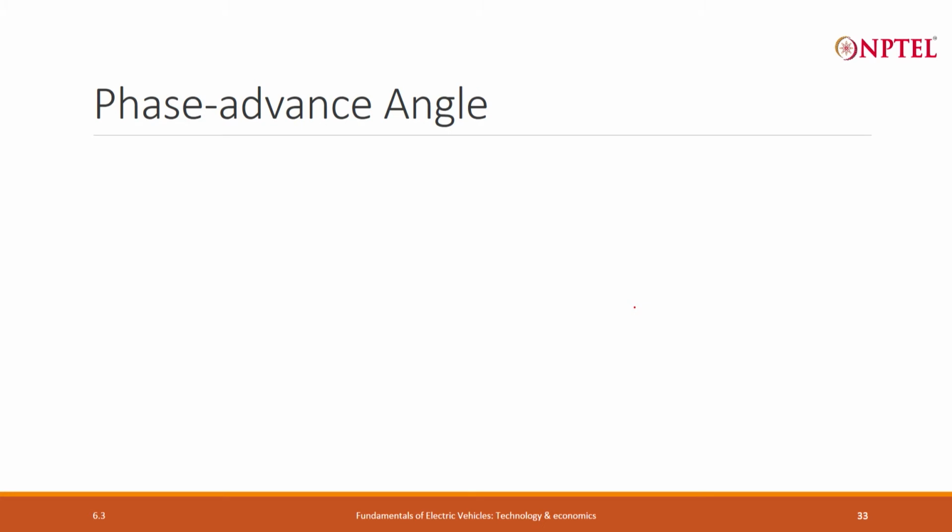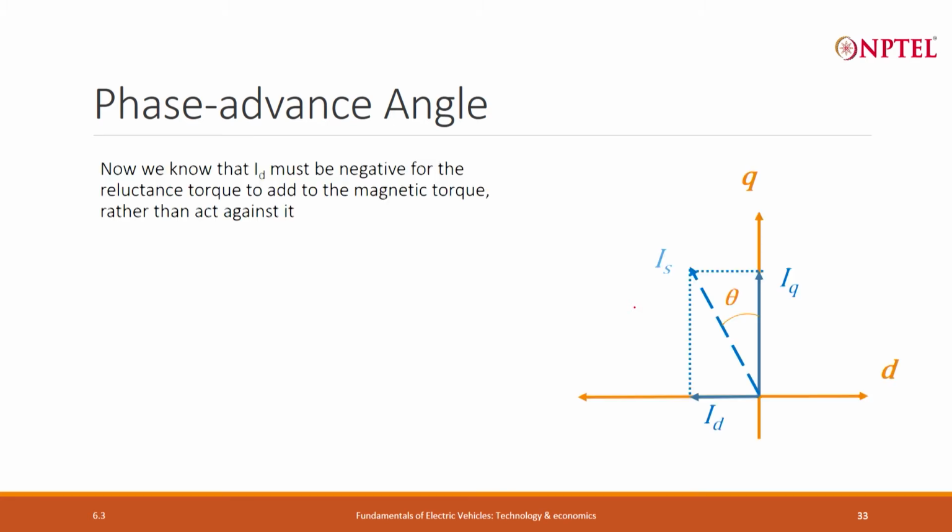So, we come to a very important concept called the phase advance angle, which is based on the idea that we just now discussed. I have IQ as positive, as you can see here, but I have deliberately made ID negative, which means it is in a direction that is opposed to the magnetic field, and the total current which is flowing in the stator, I have shown that by IS. This is the vector sum of ID and IQ.